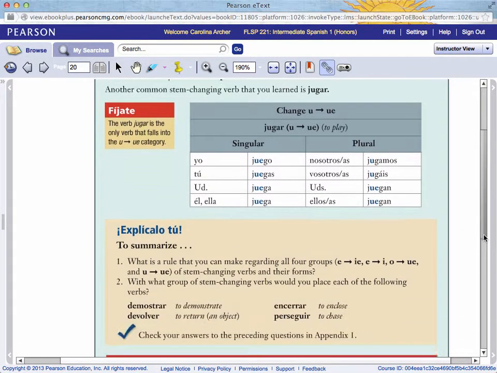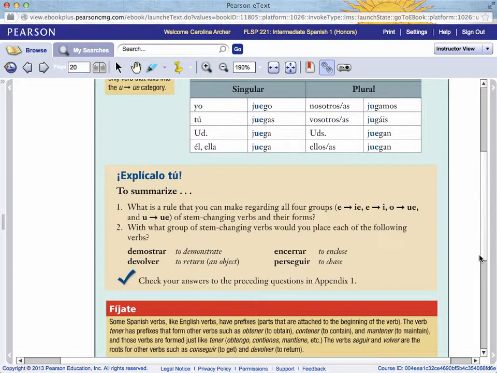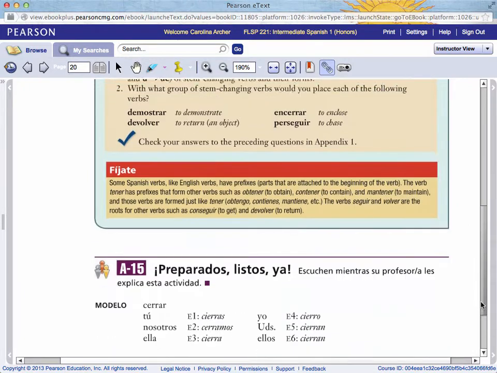Okay? Muy bien. So here are some sections. You will find sections that are called explícalo tú. Meaning you explain it, okay, to summarize. So these are questions that the book asks you for you to respond and see if you have understood what the concept is, okay. Muy bien.